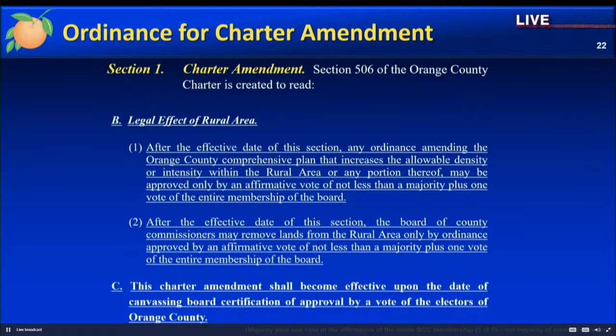Subsection B2 identifies that any removal of properties or lands within the rural area by ordinance would be approved by an effective vote of the same majority plus 1 vote of the entire membership of the board. Subsection C identifies the charter amendment and when it would be effective, and it would be upon the date of canvassing board certification of the approval of the votes of the electors of Orange County.